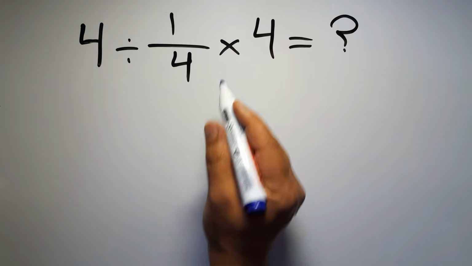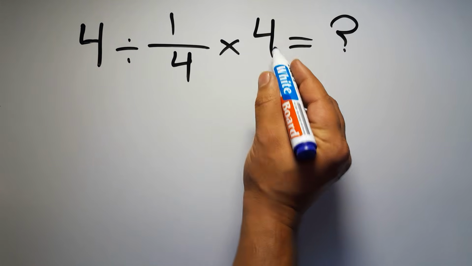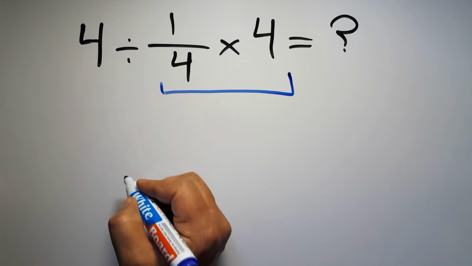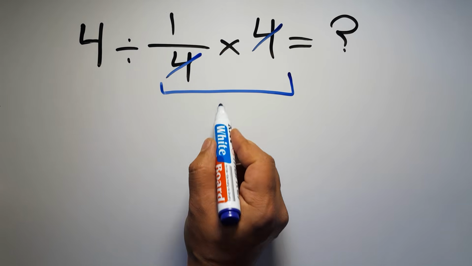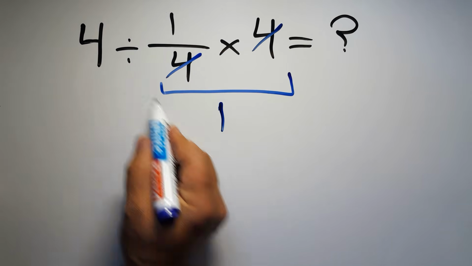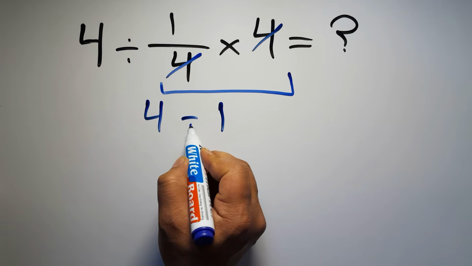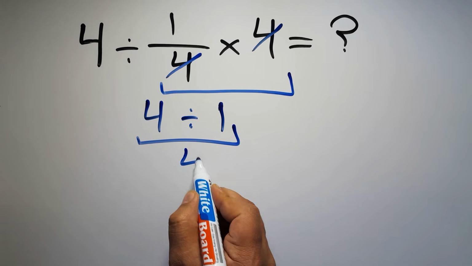First, we do this multiplication 1 over 4 times 4. We can easily cancel this 4 and this 4, so here we have just 1. And the 4 divided by 1 gives us 4.